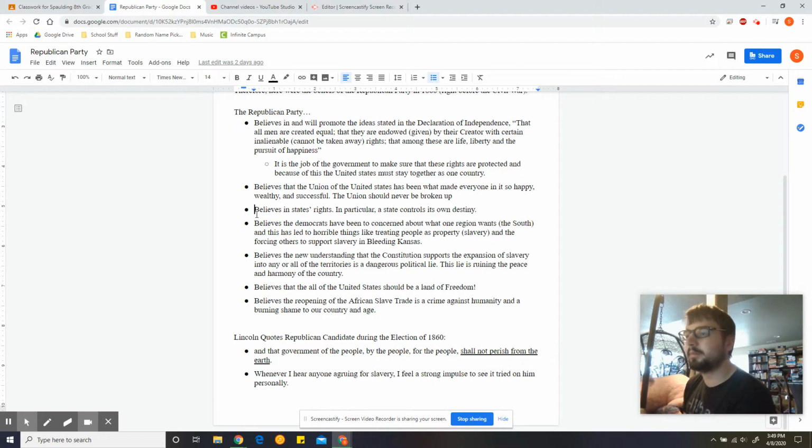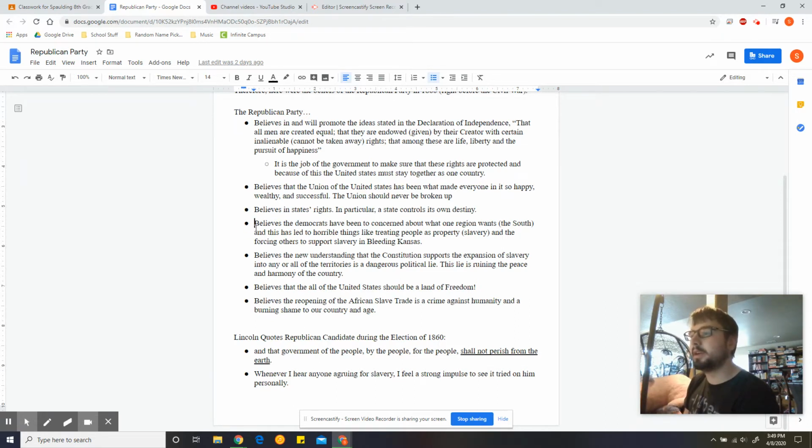All right, continuing on. The Republican Party believes in states' rights. In particular, a state controls its own destiny. Basically they're saying a state has the right to say what happens in it and which direction it will go. It's an interesting thought to think about as you listen to these other beliefs.